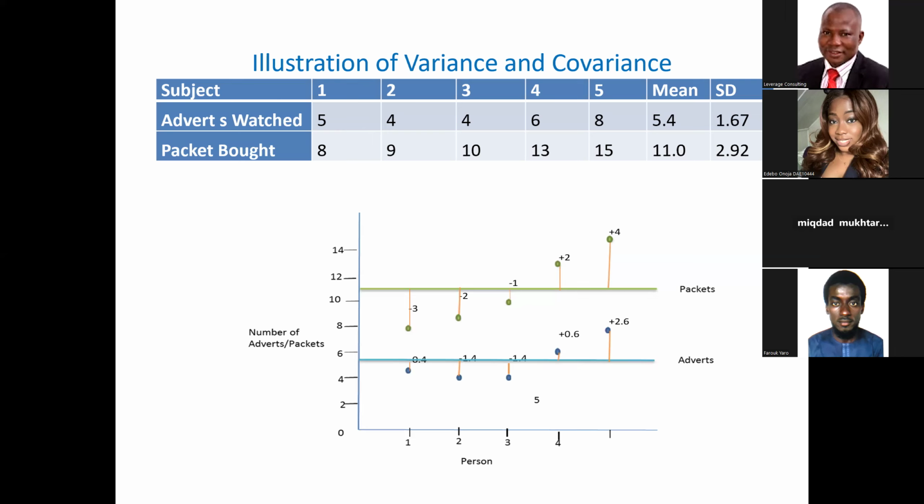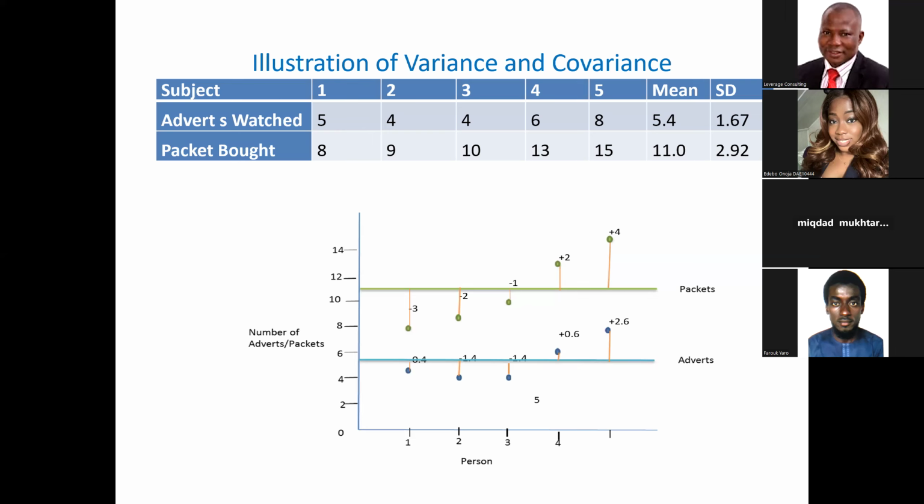If you look at the first 3, the number of adverts watched, the values are below the mean. The same thing with the number of packets bought. So both the number of adverts watched and packets bought are below the mean. That's why the graph is in the same direction, while for the last two, these values are above the mean.